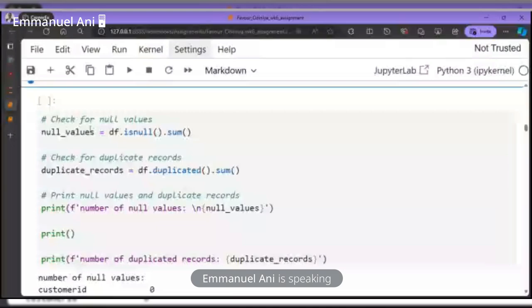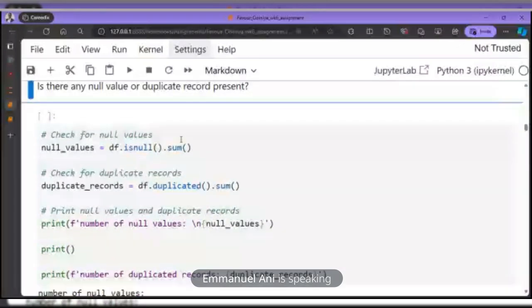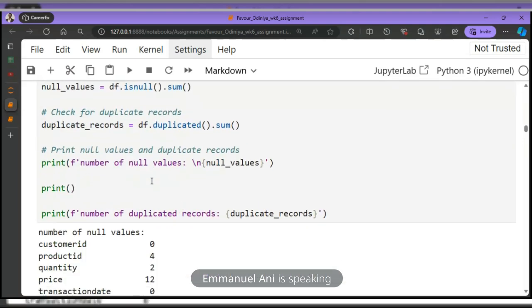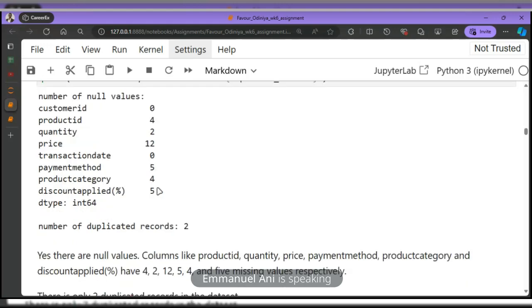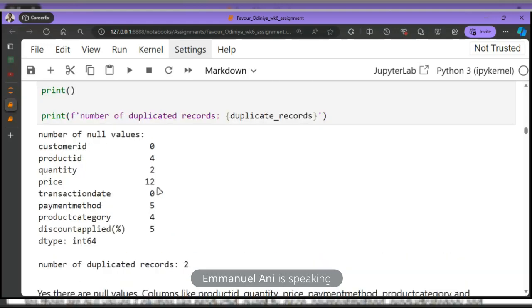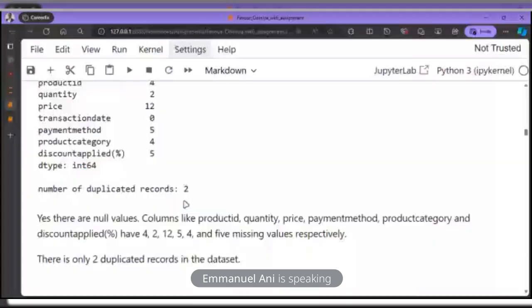So for the null value, you use isnull. Basically, you already know the functions to compute all these things. For the duplicated, you know the function for it. The null value, you know the function. So you can print them out, and you can see here that we have quite some variables with null values, right? So you'd see how you can treat them. All right, so number of duplicated records, there are just two of them.